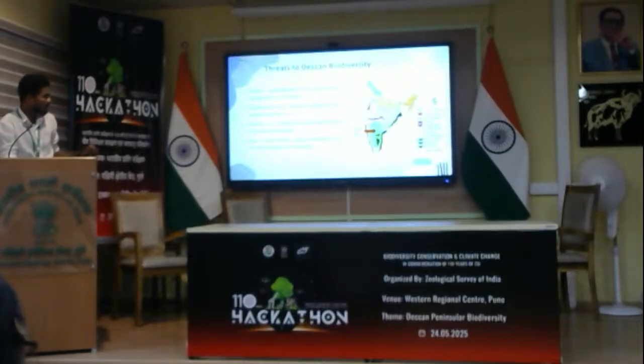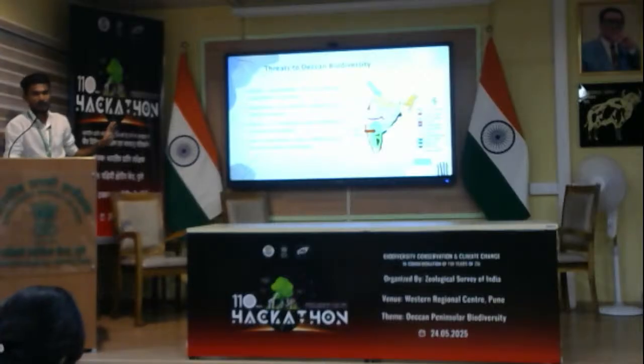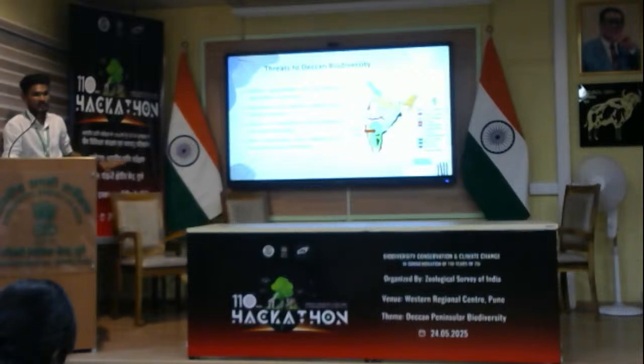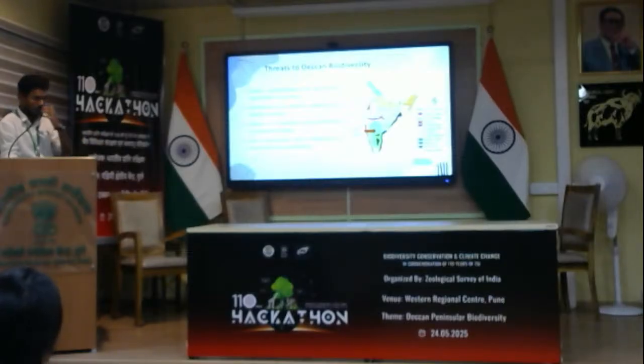The next one is the decline in traditional agrobiodiversity and seed knowledge. As we all know, traditional knowledge was connected to the environment. They used to cultivate food, they depended on the biodiversity, and they used to take care of it as well. But nowadays the seed knowledge has been displaced by a lot of other techniques, which is also affecting the biodiversity. The next one is poor conservation focus. As we all know, the focus on the Deccan Plateau has been less compared to the Western Ghats and Himalayas.